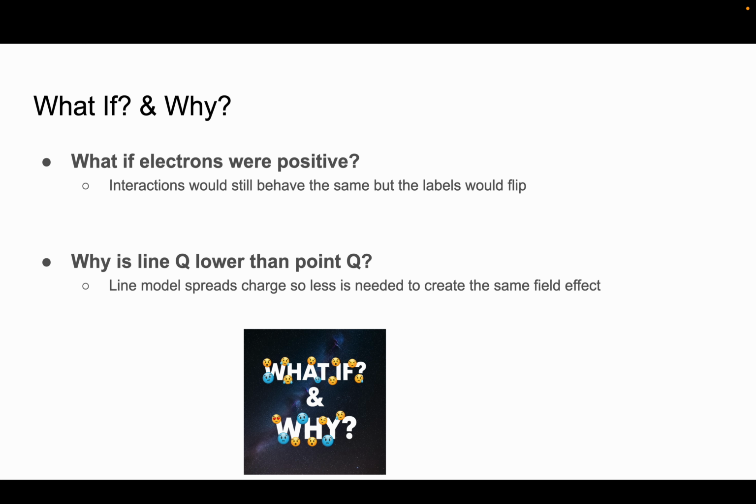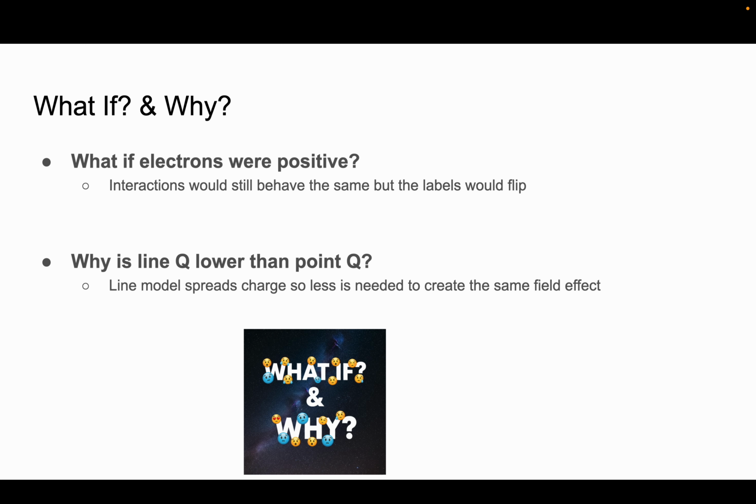So here's what if and why. The first one is what if electrons were positive? Interactions would still behave the same, but the labels would flip. And then why is line Q lower than point Q? It is because the line model again spreads charge, so less is needed to create the same field effect.